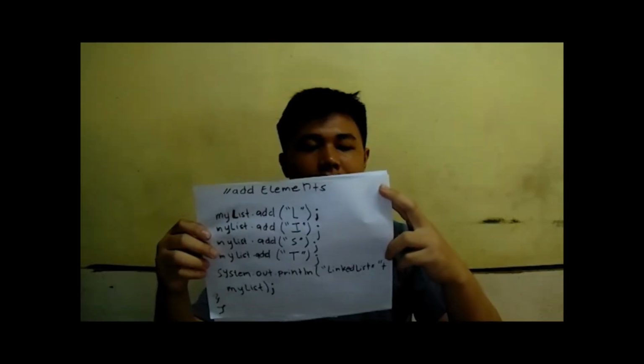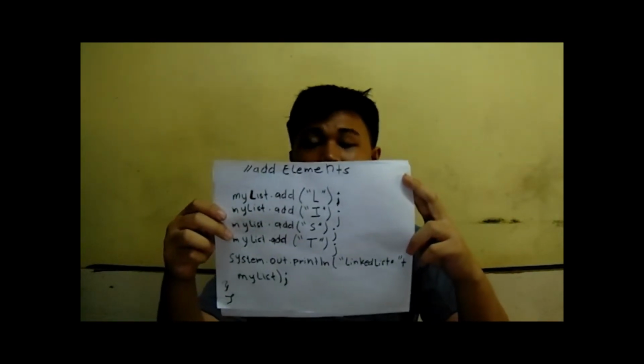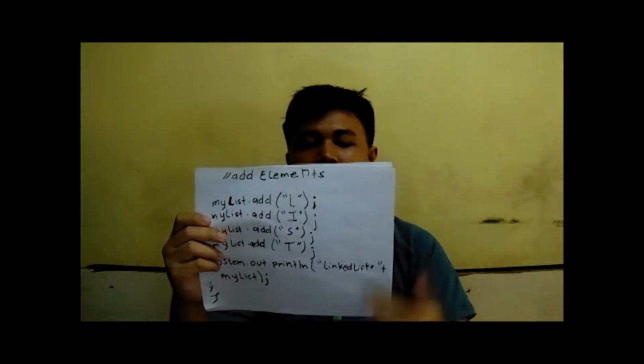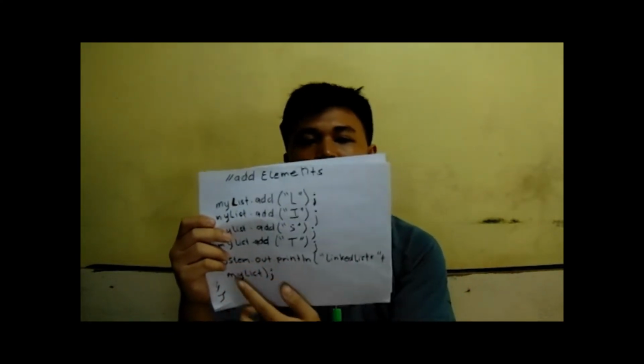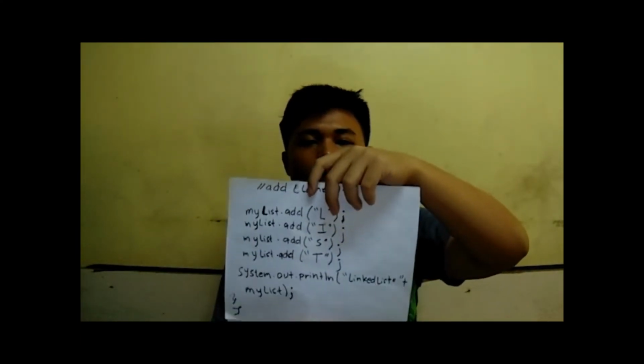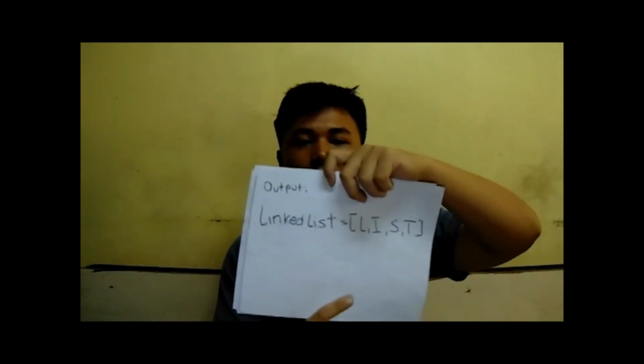Then we add. In order to add items, we use the add method that comes with the LinkedList class. Add the following lines like this after the code that creates the list. After you create this, then run. When you run it, the output will be this.